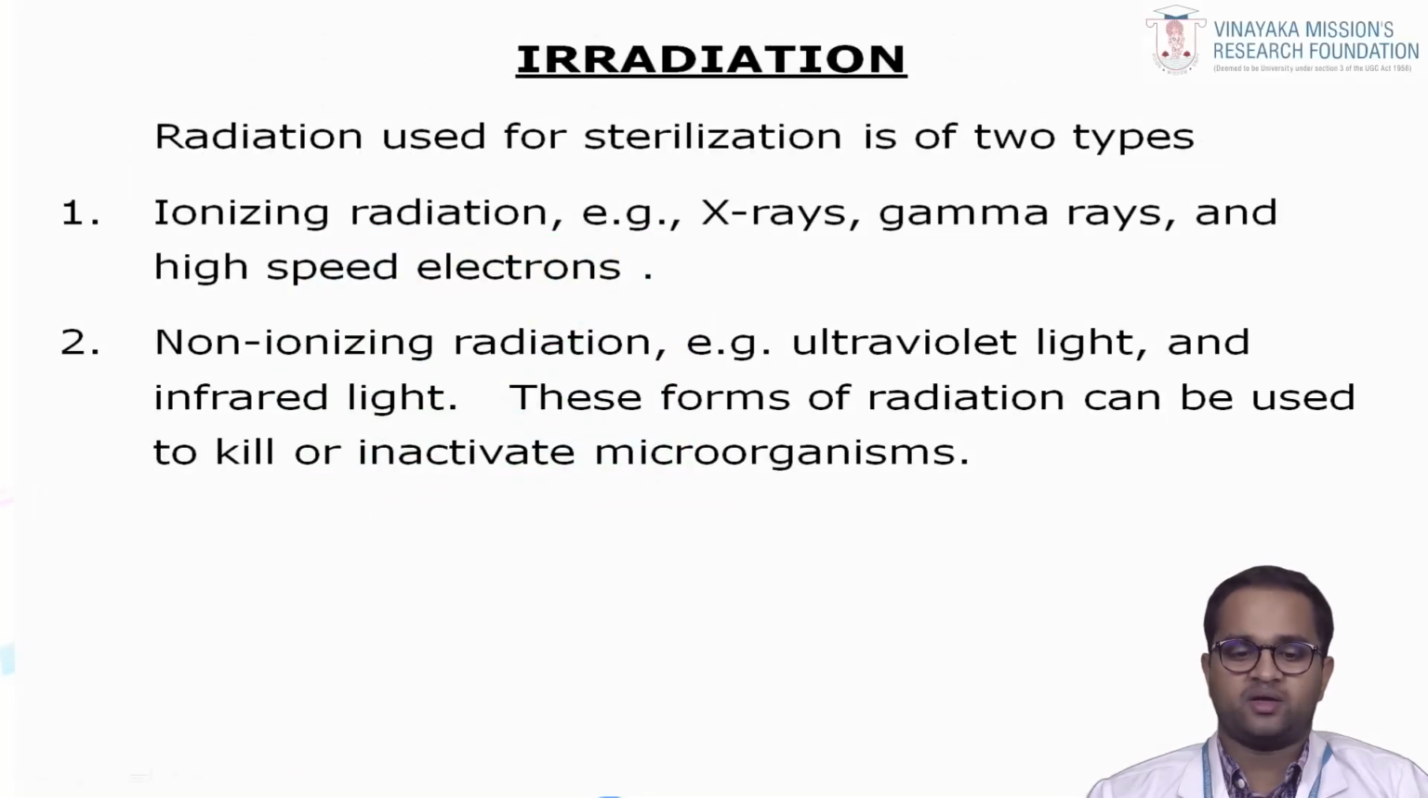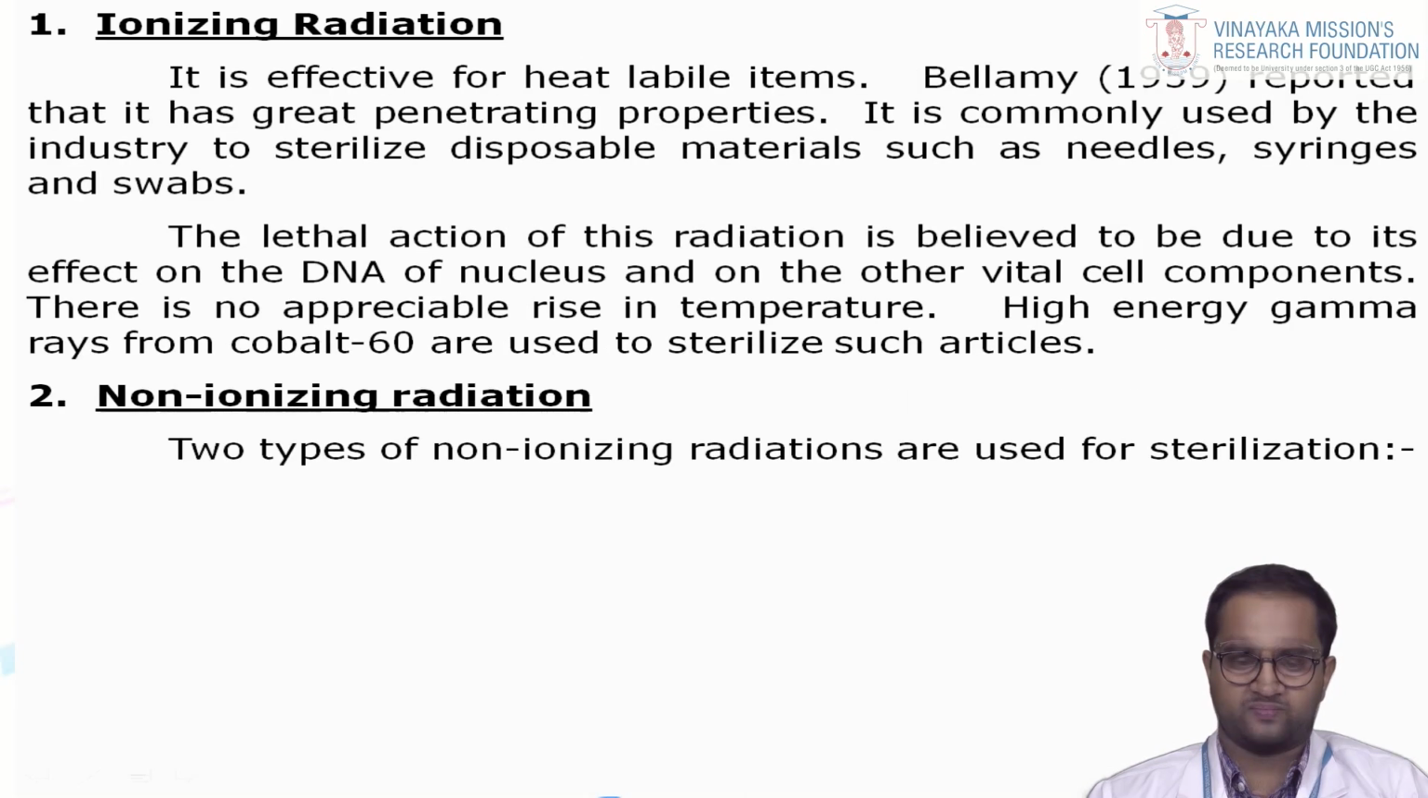Coming to irradiation, it is used for sterilization of two types. One is by ionizing radiation and the second one is by non-ionizing radiation. For ionizing radiation, use X-rays, gamma rays and high-speed electrons. For non-ionizing radiation, use UV rays and infrared rays. These forms of radiation can be used to kill or inactivate microorganisms. Ionizing radiation is effective for heat labile items. It has great penetrating properties. It is commonly used in industries to sterilize disposable materials such as needles, syringes and swabs.